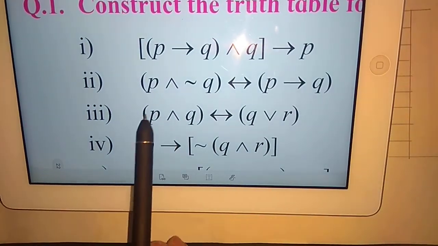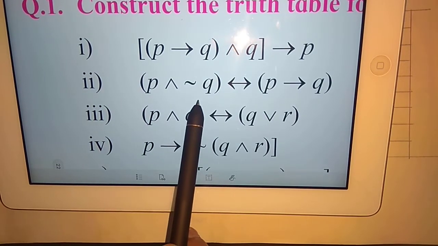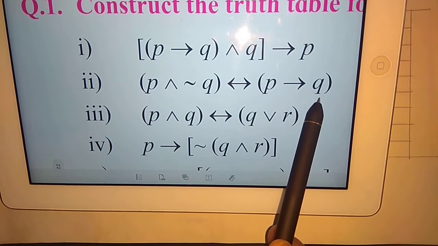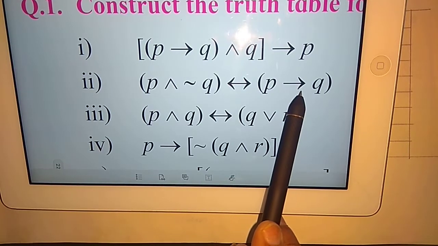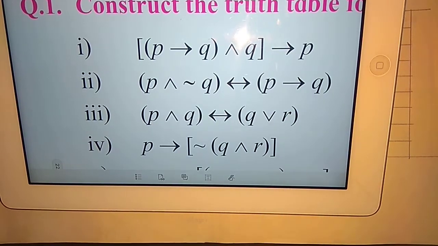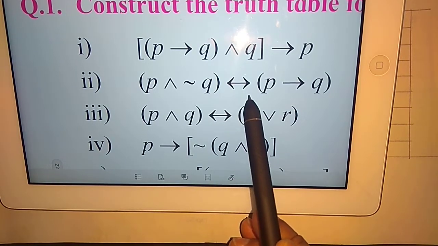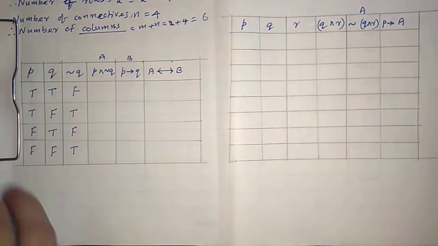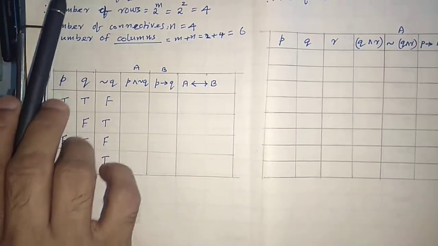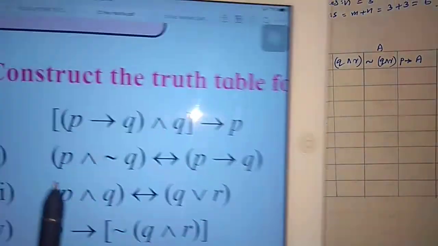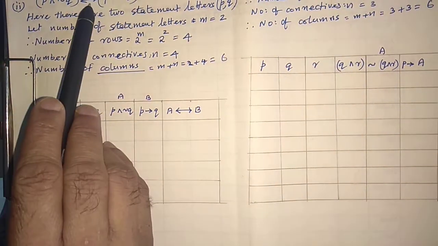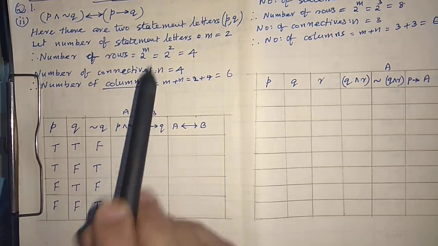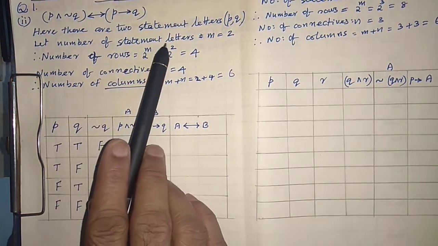Question number 2. P conjunction negation Q double implies P simple implies Q. Here there is a conjunction, here a simple implication, and between these two compound statements there is a double implication also. Okay, this is the question. Now we form the table. P conjunction negation Q double implies P implies Q. Now here there are two statement letters.